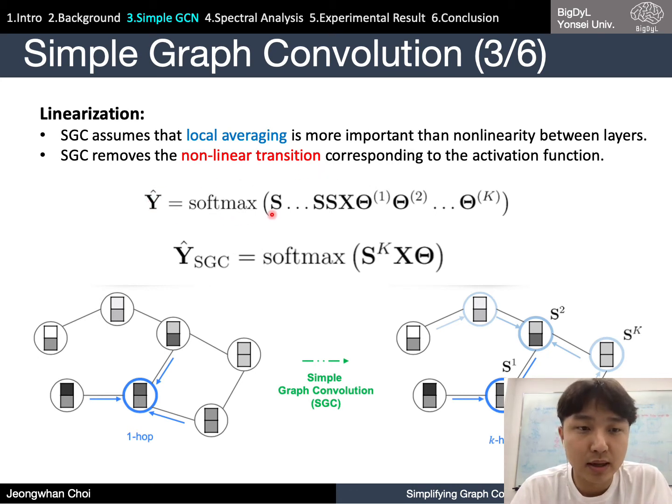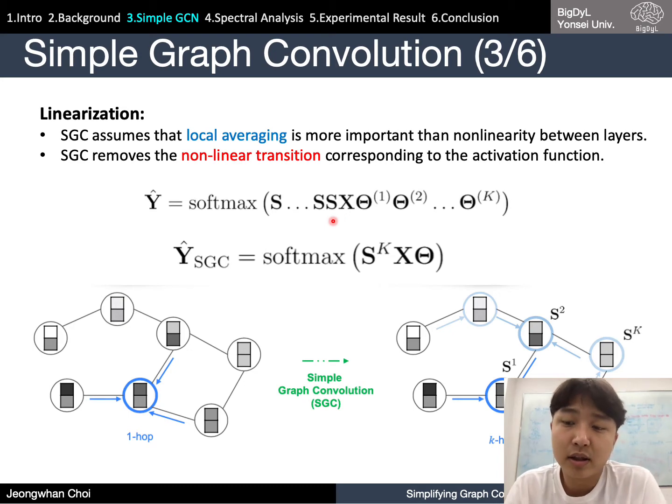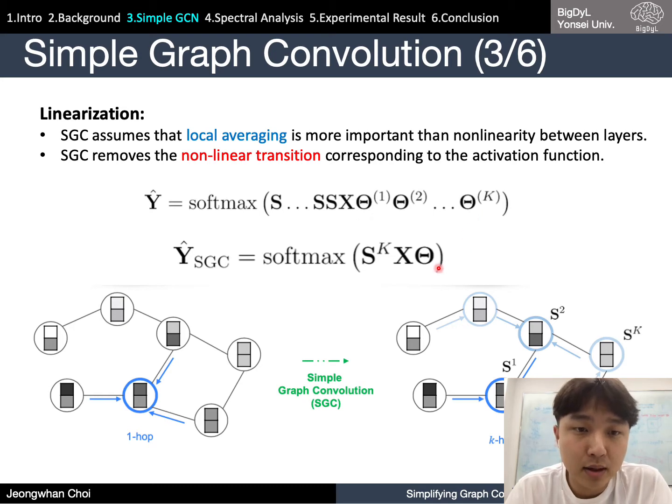The resulting model is linear, like here, but still has the same increased receptive field of a k-layer GCN. To simplify notation, we can collapse the repeated multiplication with the normalized adjacency matrix S into a single matrix by raising S to the power K, as superscript K. Also, we can reparameterize the weights into a single matrix theta, and the resulting classifier becomes this equation.